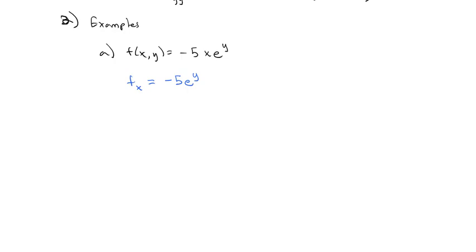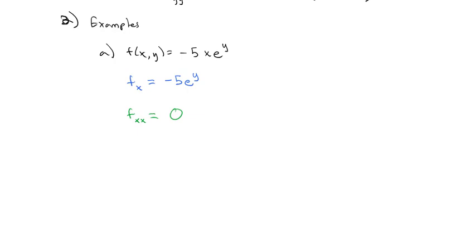Now from there, if I want to find f sub xx, we take a look at this function, negative 5 e to the y, and take the derivative with respect to x. But there is no x in here, so this is just a constant. And the derivative of a constant is 0.